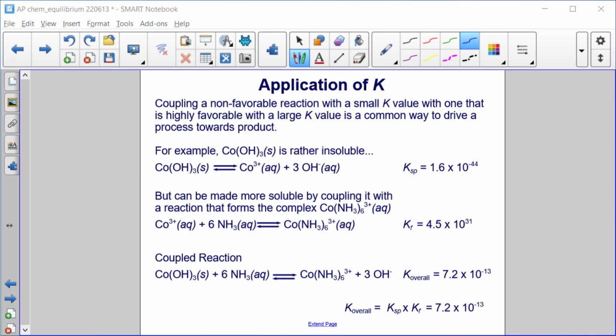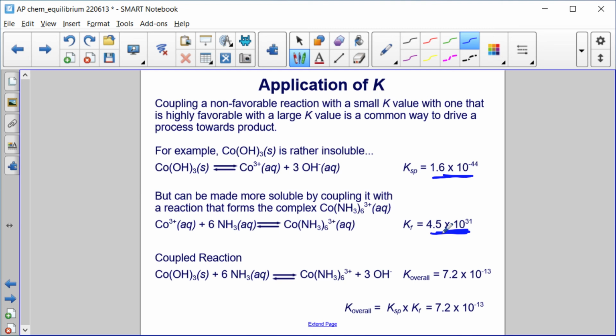Application of K. Coupling a non-favorable reaction with a small K value with one that is highly favorable with a large K value is a common way to drive a process toward product. For example, Co(OH)3 solid is rather insoluble. You can see if we try to dissolve this solid into aqueous ions, we have a very small K value. But it can be made more soluble by coupling it with a reaction that forms a complex, Co(NH3)6 3+ aqueous. See how much more favorable this forward reaction is?